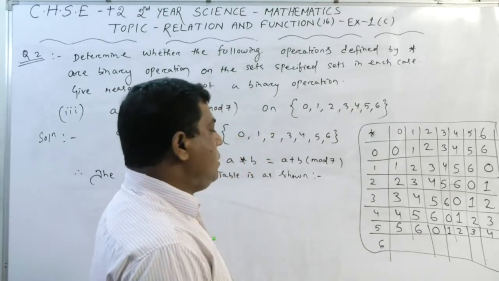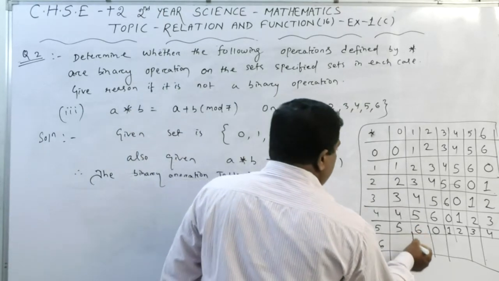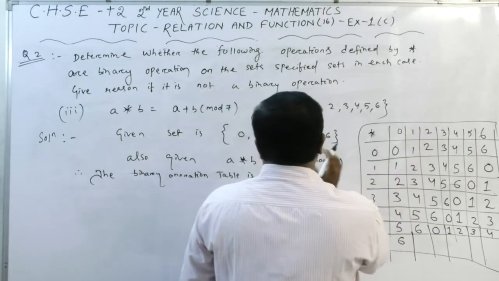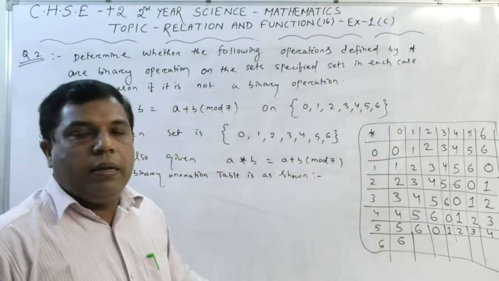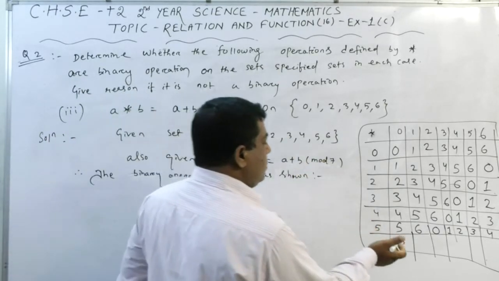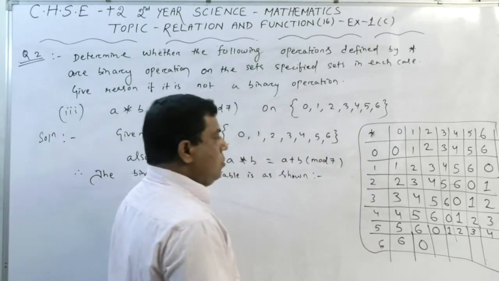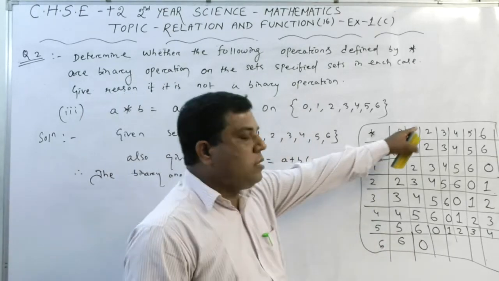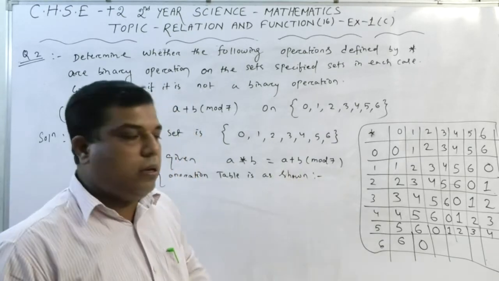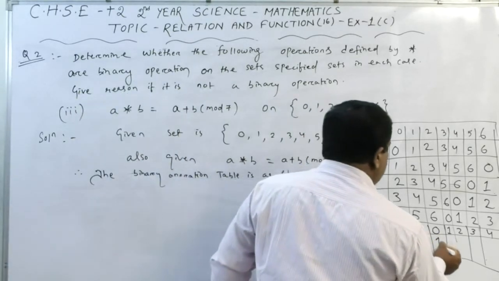Okay. For 6, what happened? You can tell me. 6 star 0, it is 6. 6 star 1, so 6 plus 1 is what? 7. 7 modulo 7. So what is the remainder? When 7 is divisible by 7, the remainder is 0. And 6 star 2, what happened? It is 8. So when 8 modulo 7, the remainder is equal to 1.